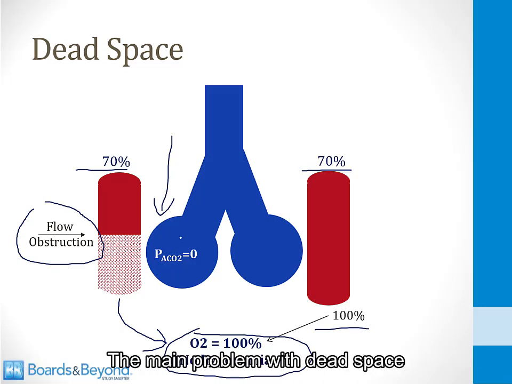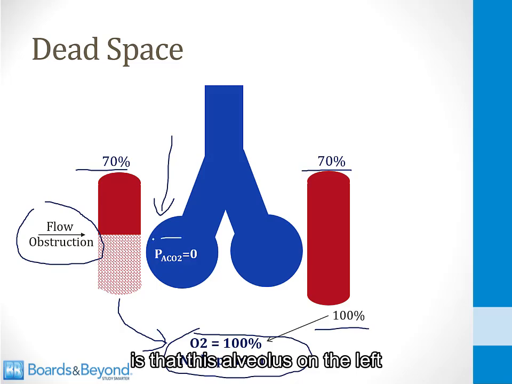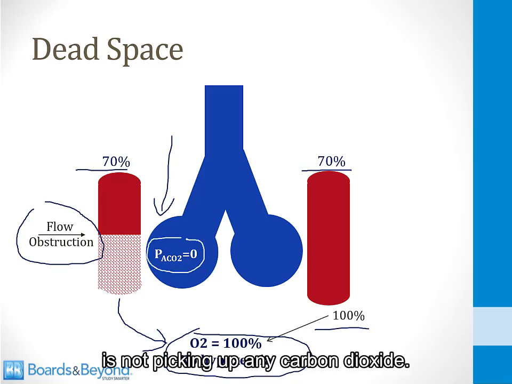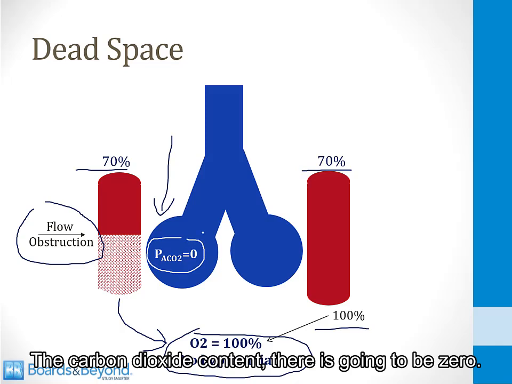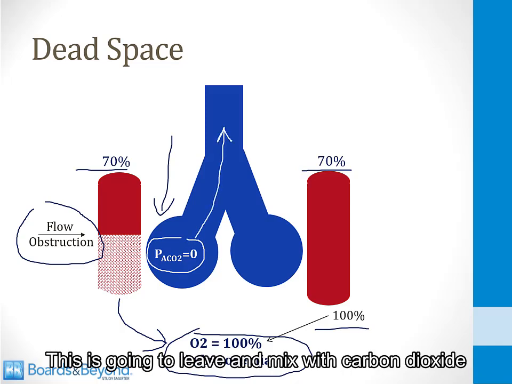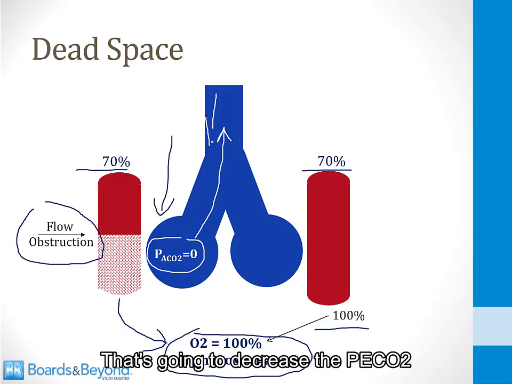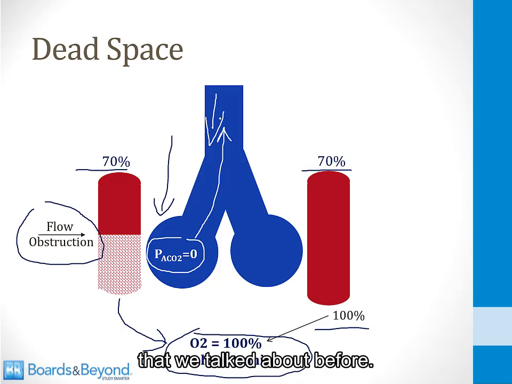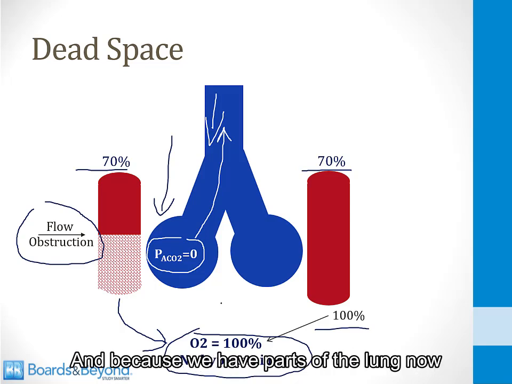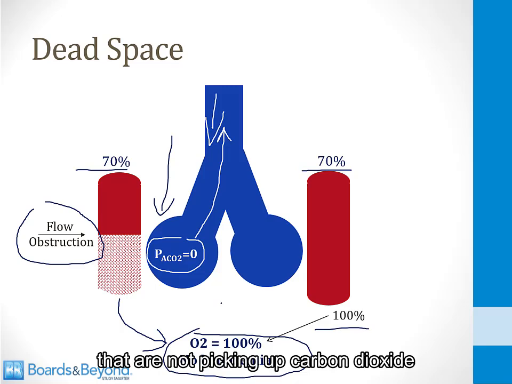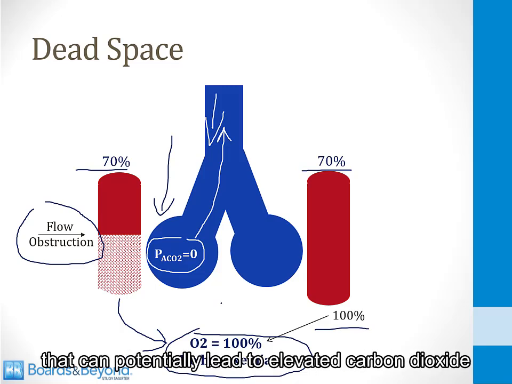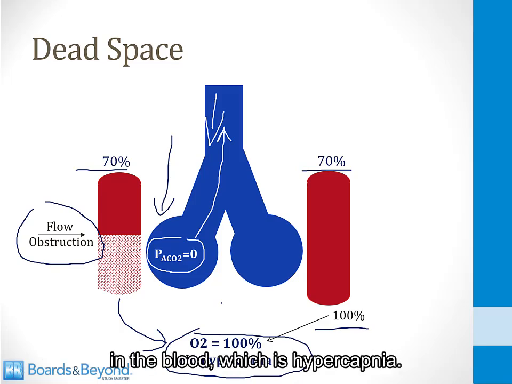The main problem with dead space is that this alveolus on the left is not picking up any carbon dioxide. The carbon dioxide content there is going to be 0. This is going to leave and mix with carbon dioxide from the working alveoli. That's going to decrease the PeCO2 that we talked about before. And because we have parts of the lung now that are not picking up carbon dioxide, that can potentially lead to elevated carbon dioxide in the blood, which is hypercapnia.